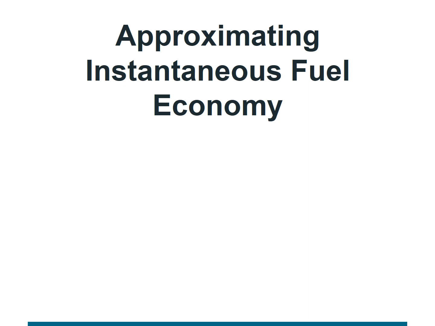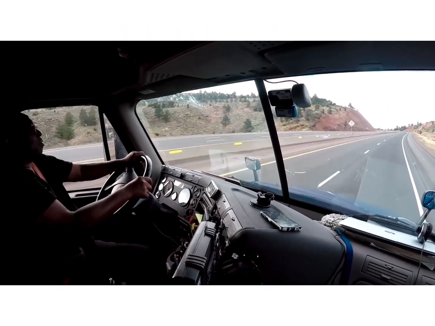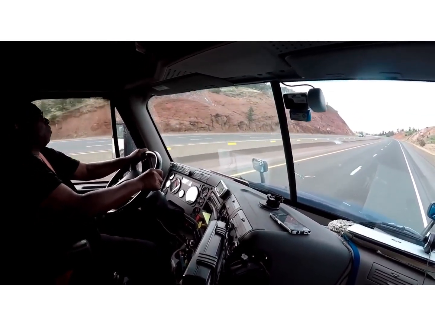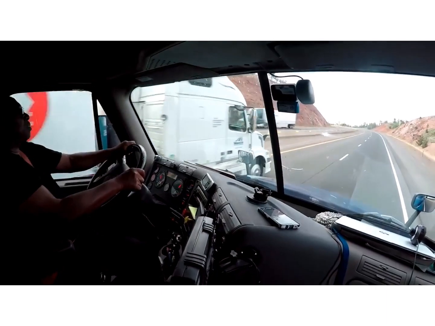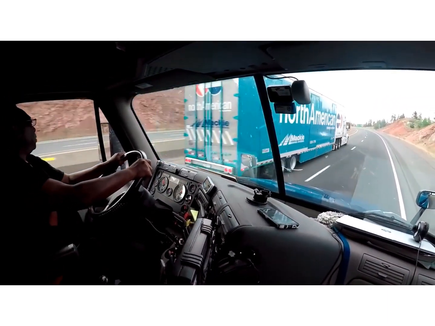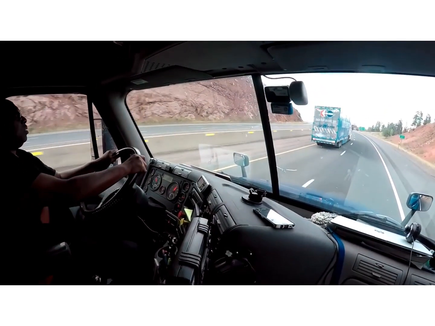In this video, we'll be looking at how we can approximate a truck's fuel economy at a specific moment in time. If you have ever driven on an interstate highway, you have probably seen semi-tractor trailers. These trucks often try to maintain a constant rate of fuel consumption by driving slower uphill and faster downhill. But what would happen to the truck's fuel economy if it tried to maintain a constant speed?